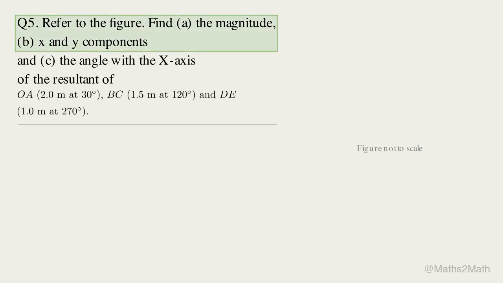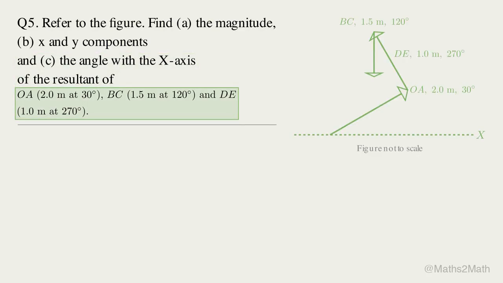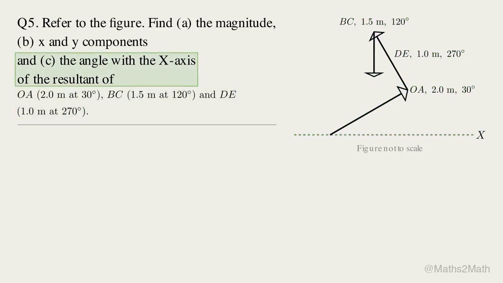Question 5. From the figure, we must find the magnitude, the x and y components, and the angle with the x-axis of the resultant of 3 vectors: OA 2 meters at 30 degrees, BC 1.5 meters at 120 degrees, and DE 1 meter at 270 degrees. What does this mean? Add the 3 by components, then rebuild magnitude and angle.